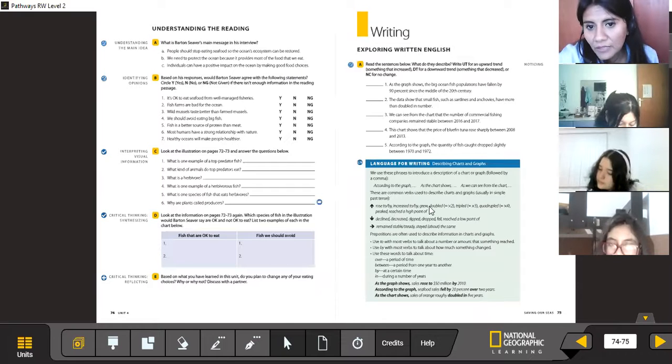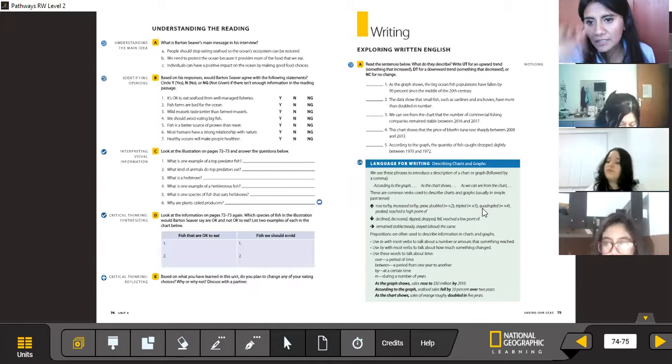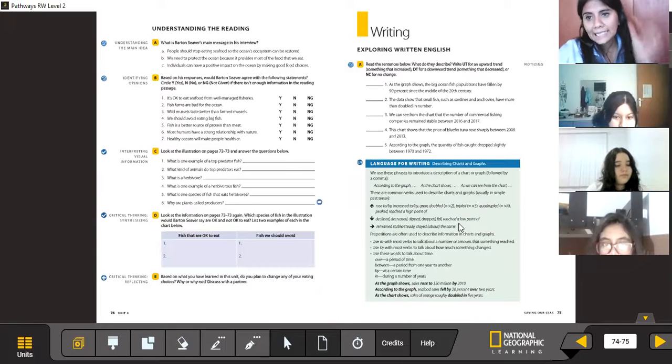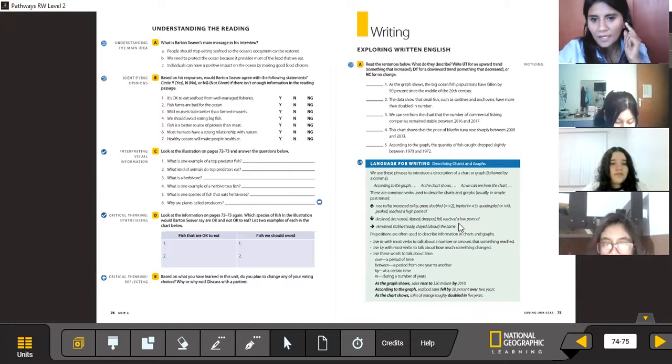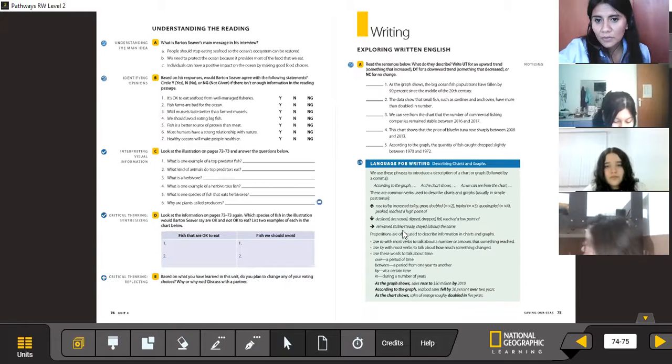Then, the vocabulary of the verbs. If the subject tripled, quadrupled, rose, increased, reached a high point, or if your graphic tells me cases of coronavirus declined, etc. Or you can say remained steady or stable, stayed about the same, etc. And you use this kind of vocabulary. Okay, that is the use of language.